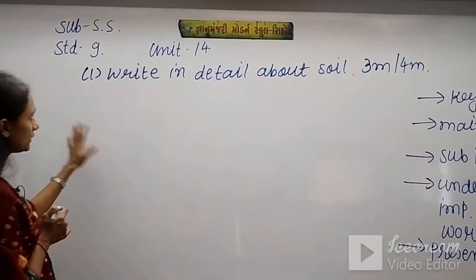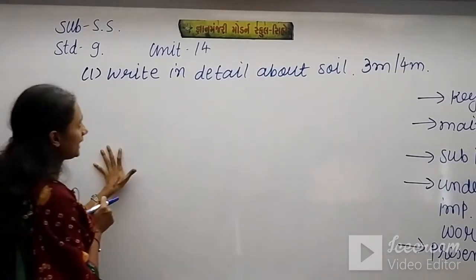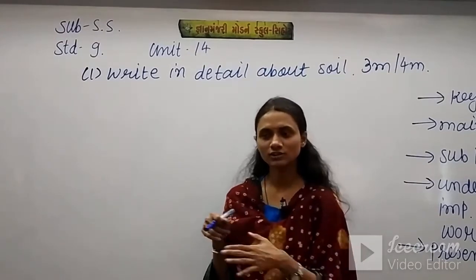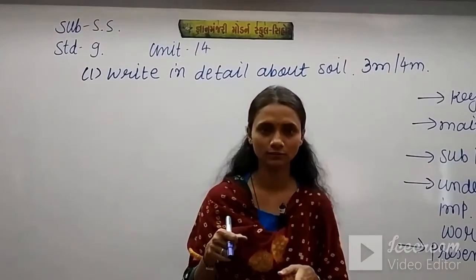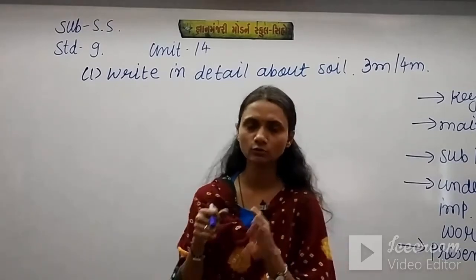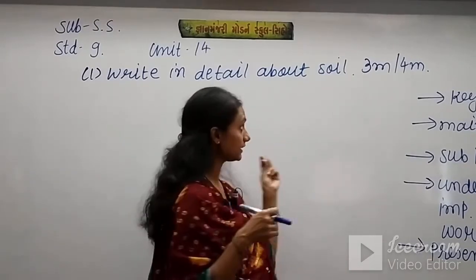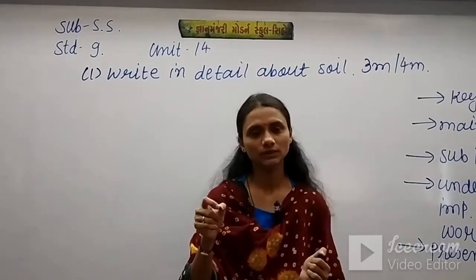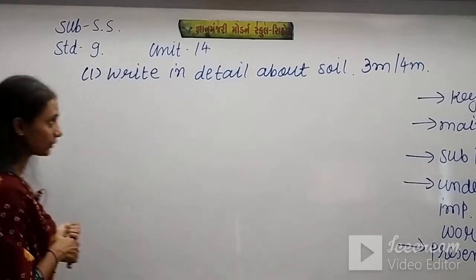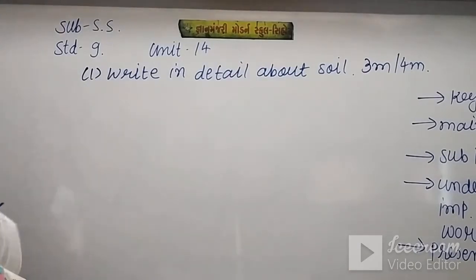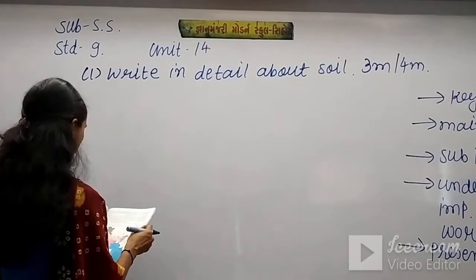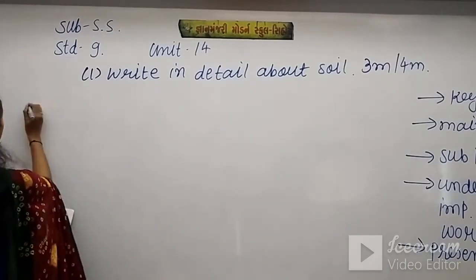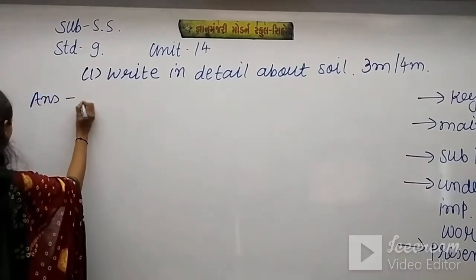So suppose now this question is there, write in detail about soil. So what to write first? Don't just go into the types of soil. Before you start this question, you have to give an introduction about soil, means what exactly soil is. You can write 2 to 3 lines for that. So your answer should be like this.